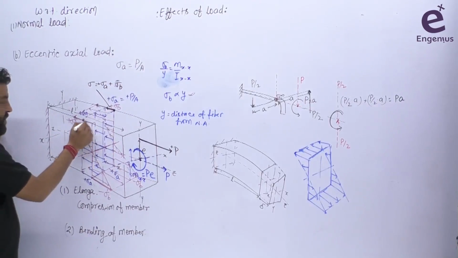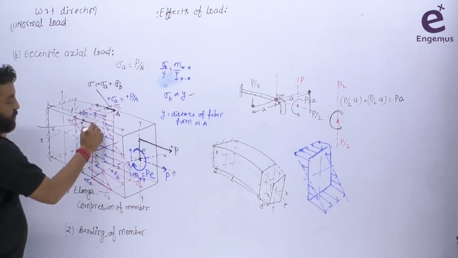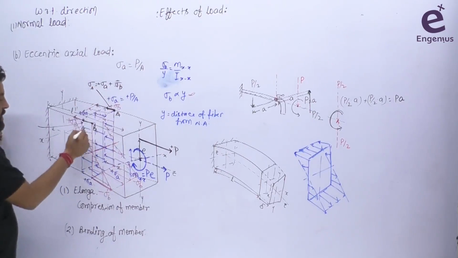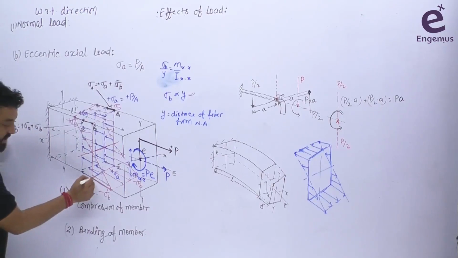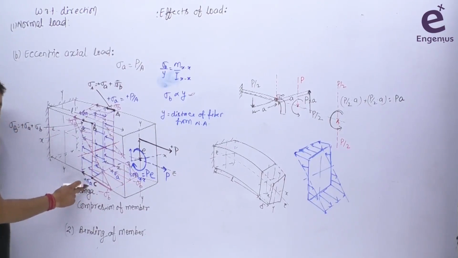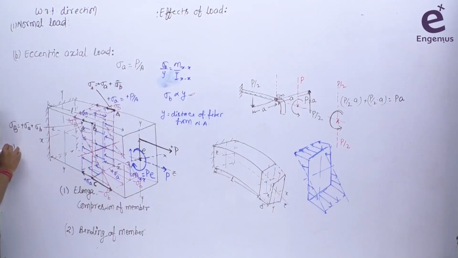Similarly here, in this case also, let's suppose this point is point A here, this is point B here. So both are positive, sigma A plus sigma B here. Let's suppose this point is C here. Now you can see here this sigma A is positive, but sigma B is negative here. So sigma C is equal to what? Plus sigma A and minus sigma B here.